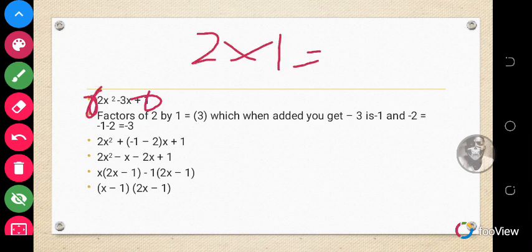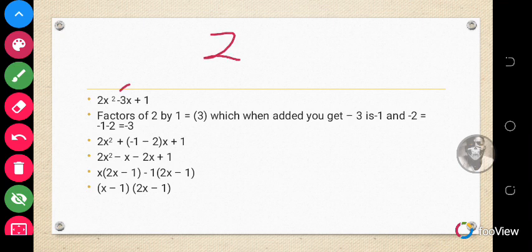And what is 2 times 1? It's simply 2. So you are going to find the factors of 2 that when you add, you are going to get negative 3. And what are those factors? In the previous lesson we saw it was negative 1 and negative 2.